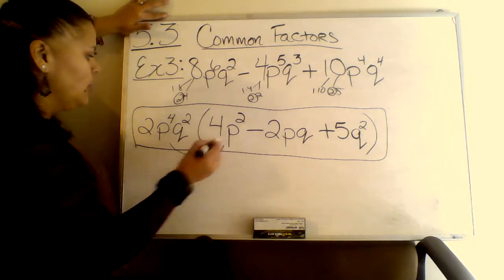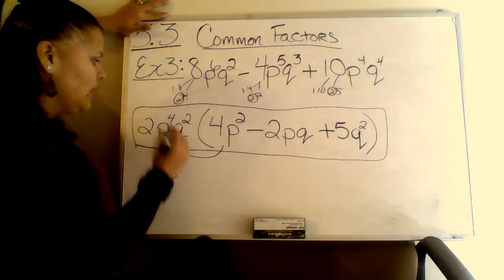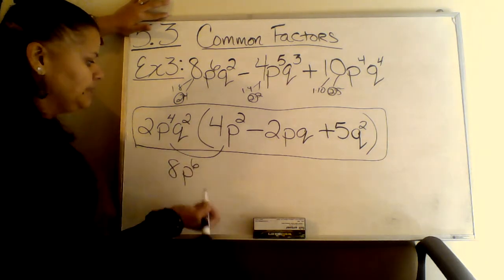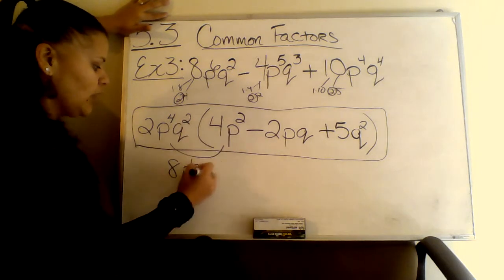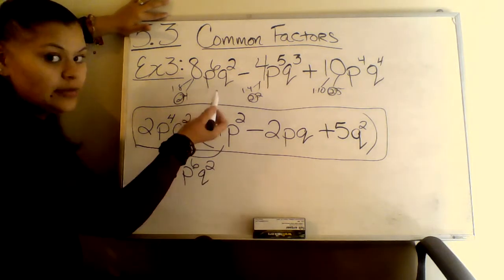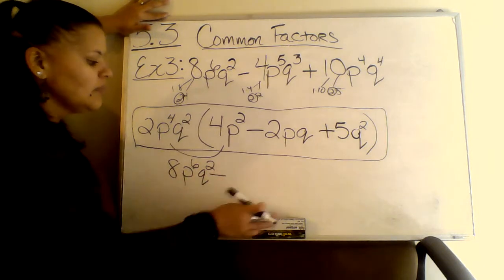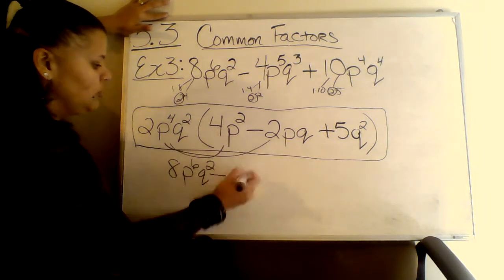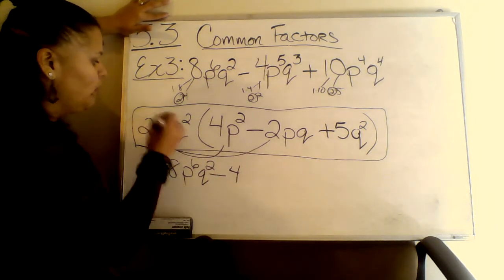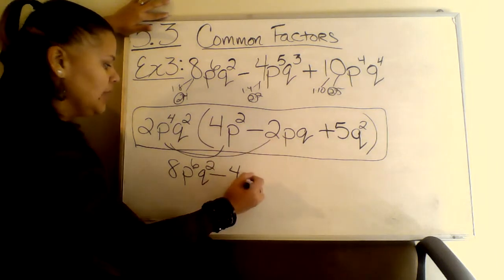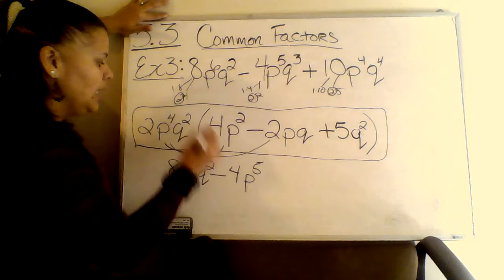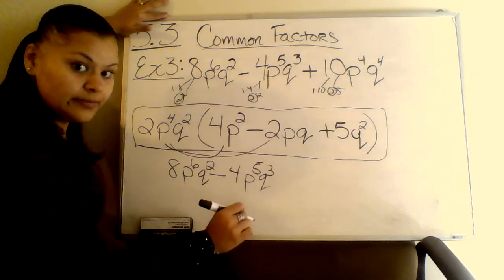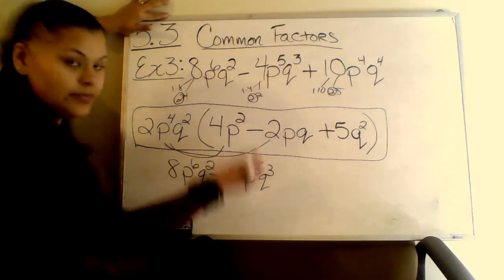So 2 times 4, 8. P, okay, so 4 plus 2, that's P to the 6th. And then Q, I don't have another Q, so I just write it down. So far I'm doing good because I have the first term. Now for the next one, 2 times 2, that's 4. P to the 4th and P to the 1st, that's P to the 5th. And then Q squared and Q, that's Q to the 3rd, because that's 2 plus 1. So far, looking good. Exactly the same.